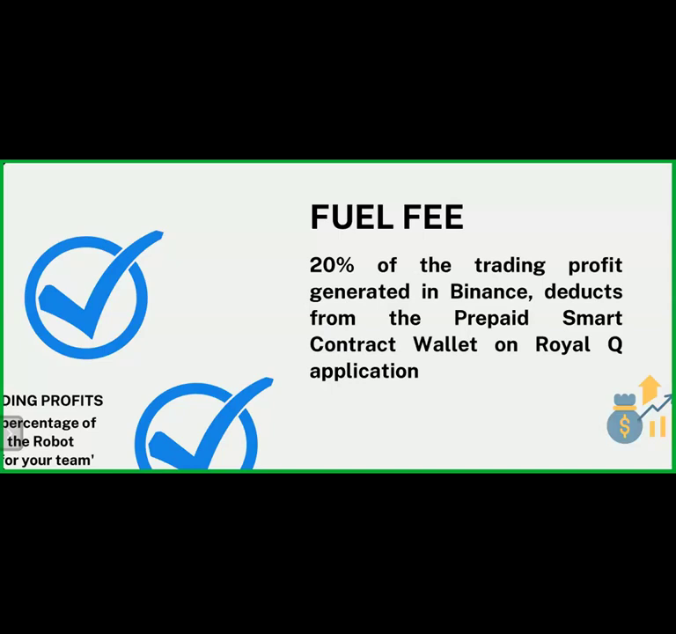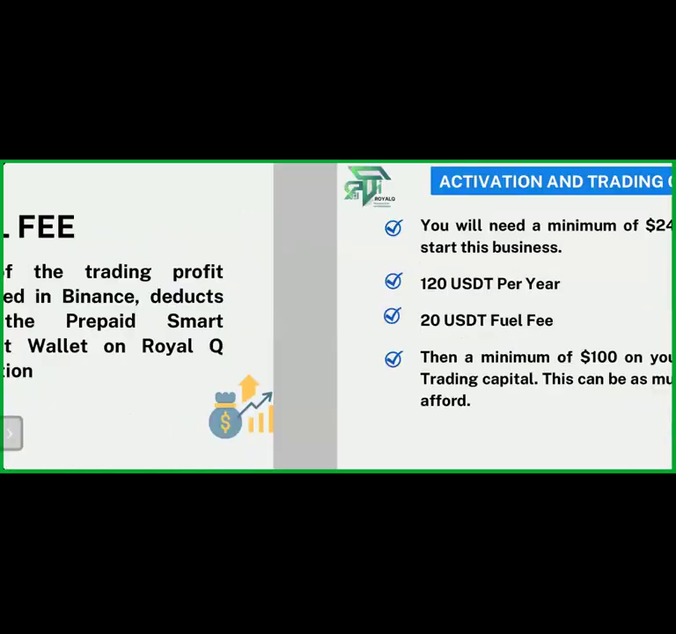All right. So regardless of whatever profit you make, 20% of that goes to Royal Q. Let's say you make $100 in profits, 20% of that goes to Royal Q. Let's say you make $10 in profits, 20% of that also goes to Royal Q.